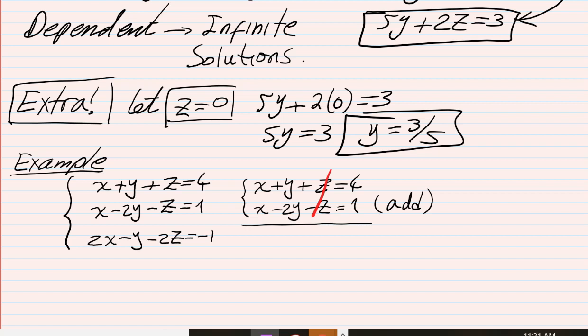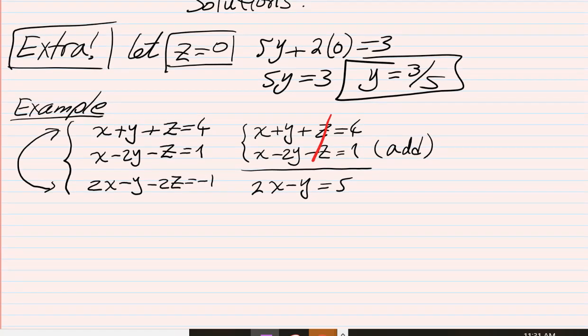So when we do, those z's add to 0 and we get 2x - y = 5. So here's one equation. Now, I need to create another pairing. This other pair I'm going to do, again, keep an eye on z. We want to get rid of z's. Okay, so let me pair the first and the third one now together.